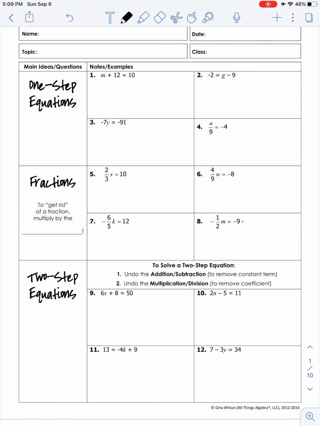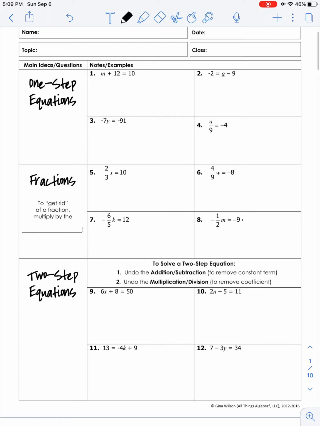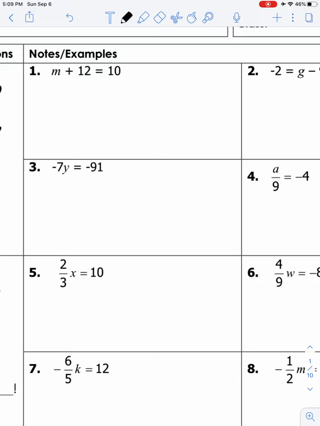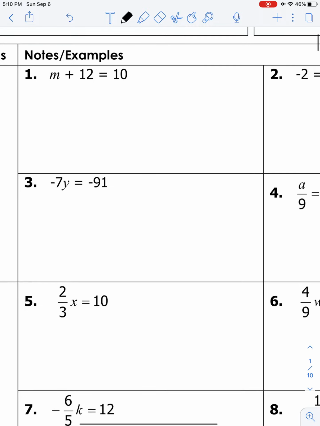Okay, so starting Unit 1, we're going to go over one-step equations. In one-step equations, in order to solve for the letter, you're generally going to do the opposite of what you see. So looking at number 1, we see m plus 12 equals 10.